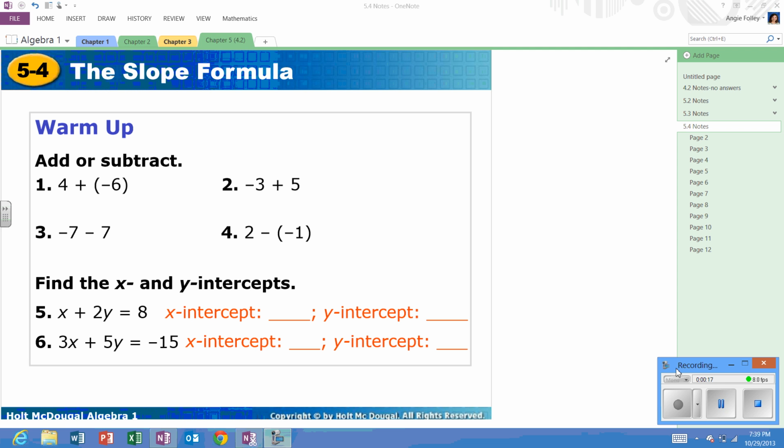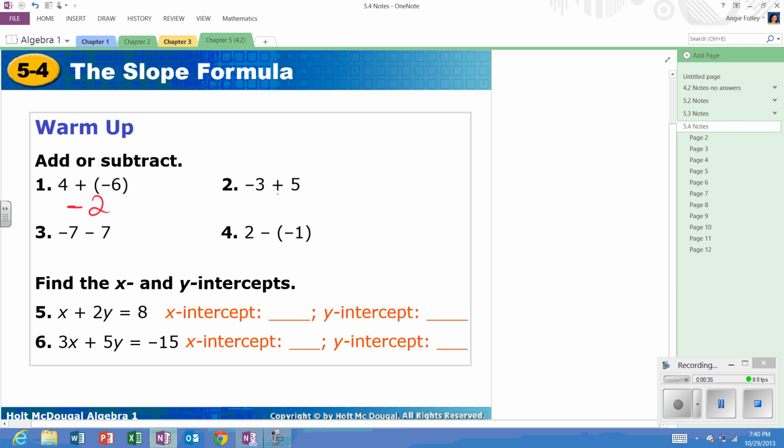So for number 1, if I have a 4 plus a negative 3, we look at the absolute value. When we have different signs, we take the difference and have the sign of the bigger one. So the difference between 6 and 4 is 2, and since there's more negatives, the answer is negative 2.